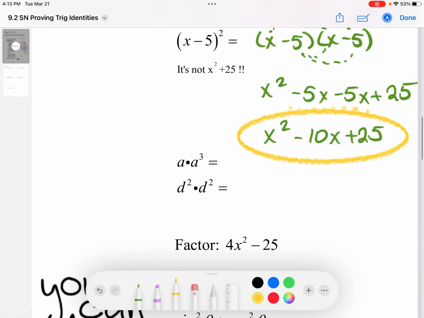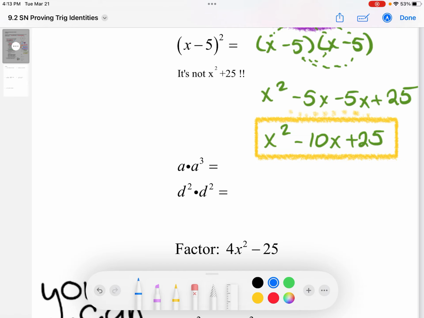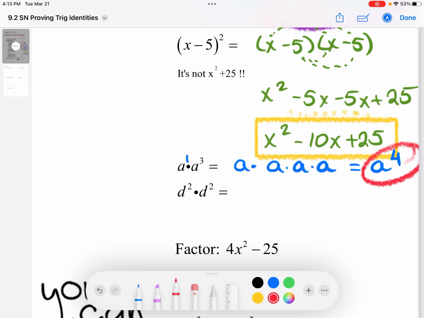Okay, let's look at a few things with exponent rules. Let's get that out of the way a little better. Okay, remember when we have a times a to the third, that is a to the first power. If you want to write that out, it's a power of a times 3 powers of a. So that ends up being a to the power of 4. Now, that is adding the exponents. A to the first times a to the third is a to the power of 4. Okay, if we do the same thing with those d's, d squared times d squared, that is d to the power of 4. We add the exponents.